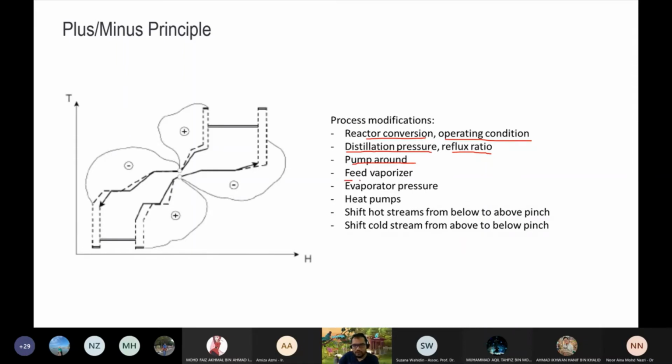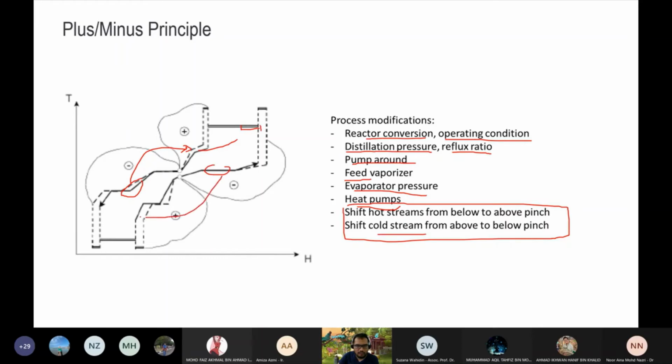So we could also use the feed vaporizer. We change the evaporator pressure. We can use heat pumps, like I said. So basically, whatever we need to do to shift hot streams from below to above pinch, yeah. So from here, from below to above pinch, we shift it so it can go there. So we can then minimize this. We can then shift cold stream from above pinch to below pinch. Just take it from here, put it over there. So in the end, we can minimize both the hot and the cold utility. So that's basically this plus and minus principle.